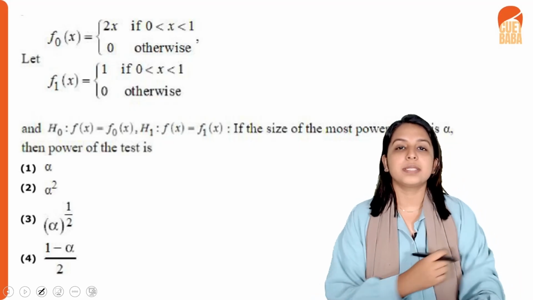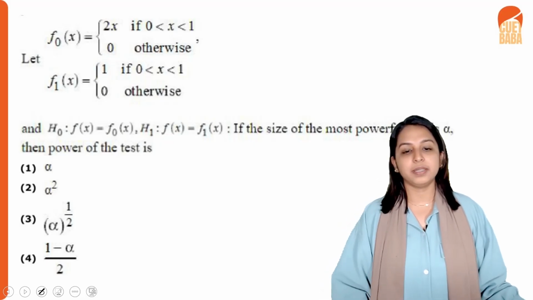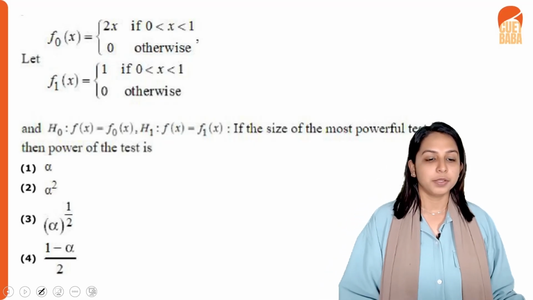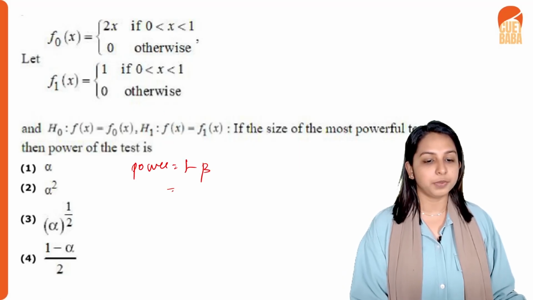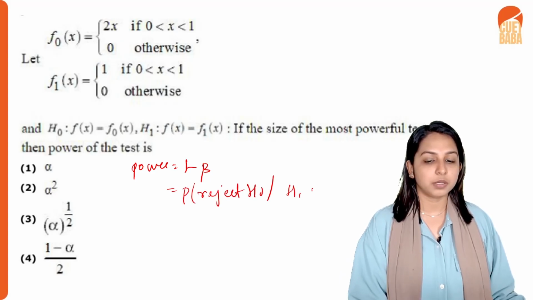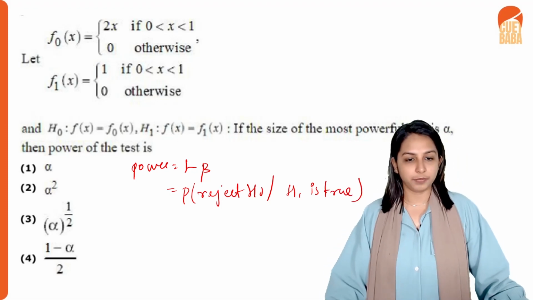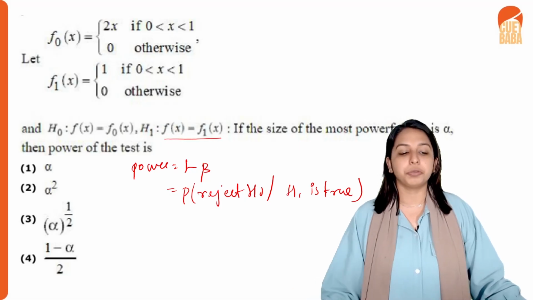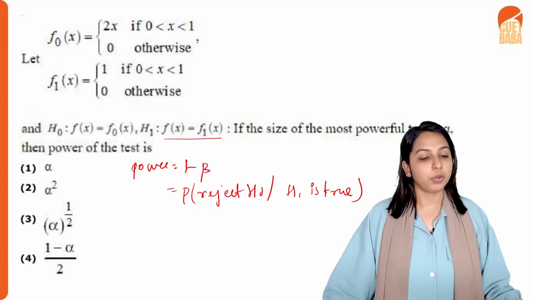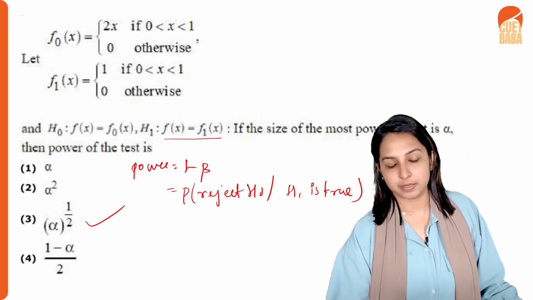A similar question we have seen previously, before 2-3 questions only. We have to find out the power of the given test and the size is given as alpha. So we know that power is equal to 1 minus beta, which will be equal to probability of reject H0 given that H1 is true. So we can substitute, as f0 of x and f1 of x are already given. H1 is true means f of x is equal to f1 of x. In that case we are going to consider, and we will get the power of the test as option 3, that is alpha raised to 1 by 2 will be the right answer.